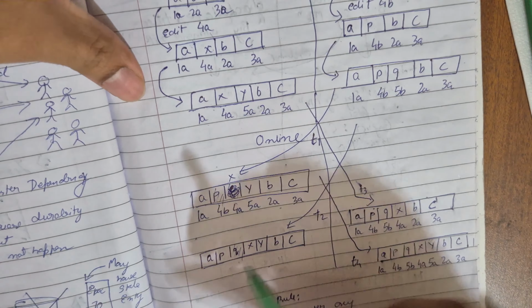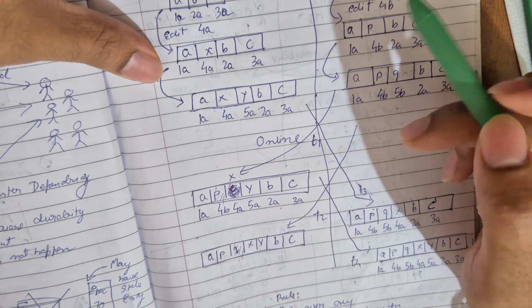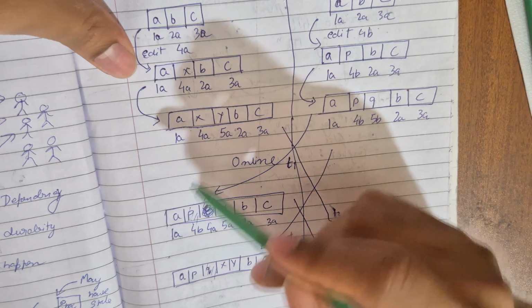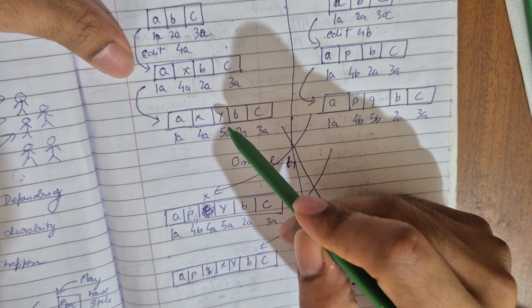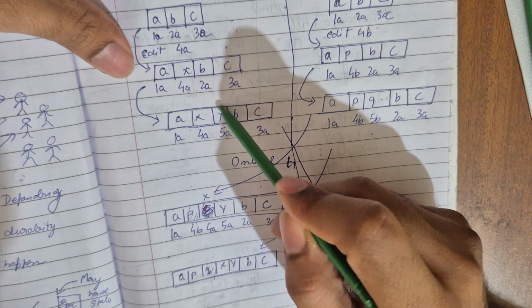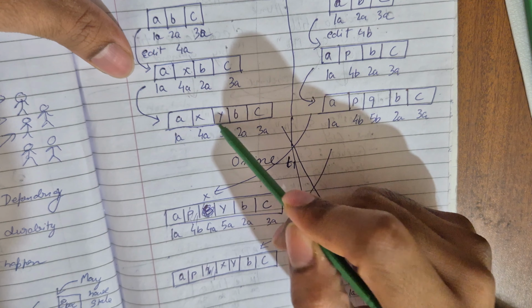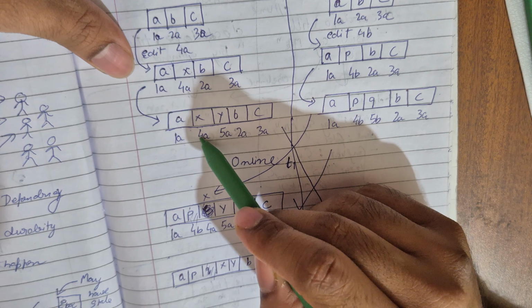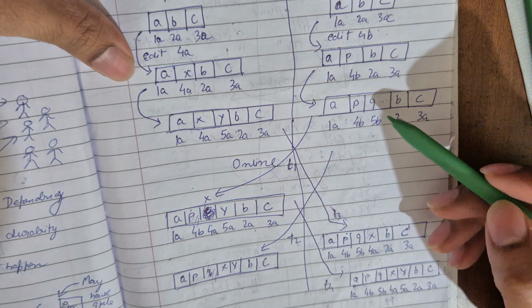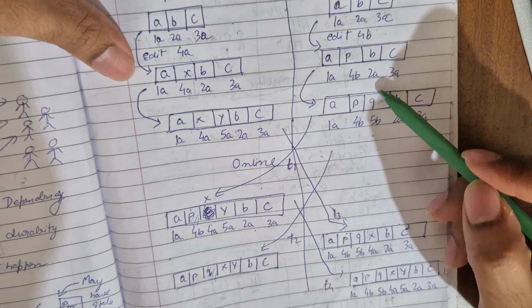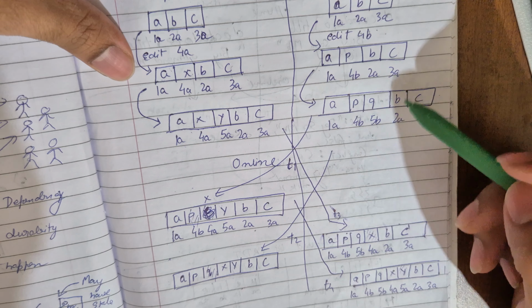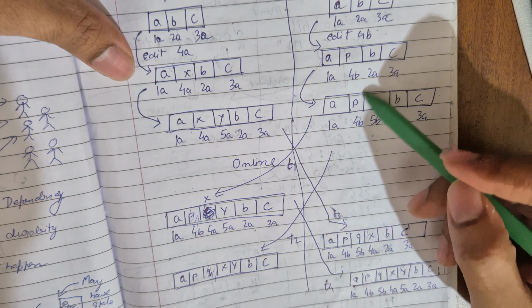Cool. Sync didn't start yet. But after that, in server A we are adding 5A after 4A whose value is Y. Similarly here we are adding 5B after 4B whose value is Q.